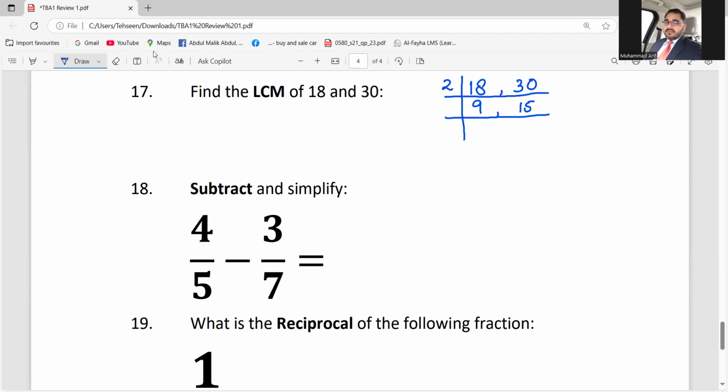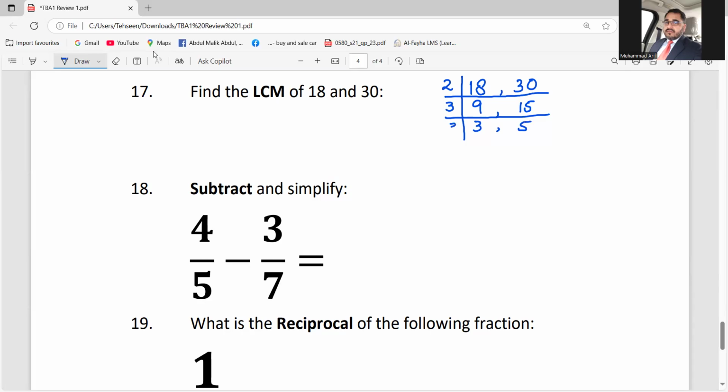If we can divide by 2 one number out of these 2, we must divide. It's not necessary that both numbers be divisible by 2. If even one number we can divide by 2, we will divide that one, and the other number, which is not divisible by 2, we can write down the same. But as here both numbers are not divisible by 2, we will divide by the next prime number, that is 3. 9 divided by 3 will be 3. 15 divided by 3 is 5.